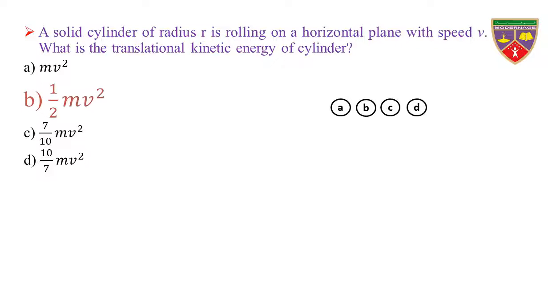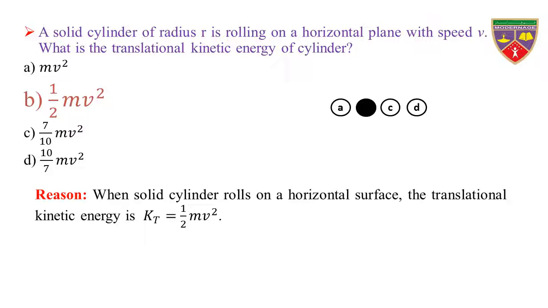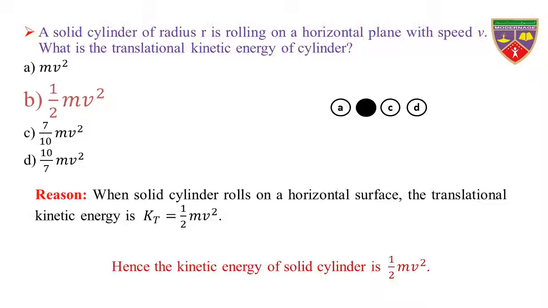The key is 1 by 2 mv square. Therefore, the correct option is B. Reason: when solid cylinder rolls on a horizontal surface, the translational kinetic energy kT is equal to 1 by 2 mv square. Hence, the kinetic energy of solid cylinder is 1 by 2 mv square.